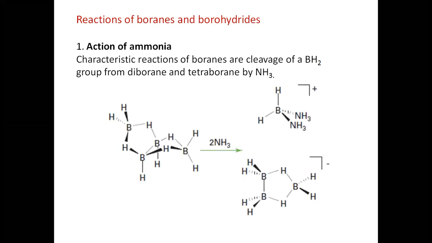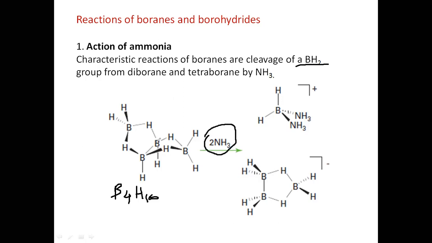You see here, this is the mechanism or reaction before you. We have used tetraborane. Four boron atoms are there, and there are 10 hydrogen atoms, so it is tetraborane 10. We can write B4H10 is a tetraborane. What is the characteristic reaction of ammonia with the borane? In this there is a cleavage of the BH2 group. This ammonia will take out one BH2 group. Say this one.